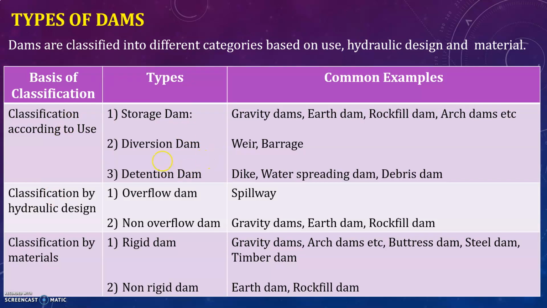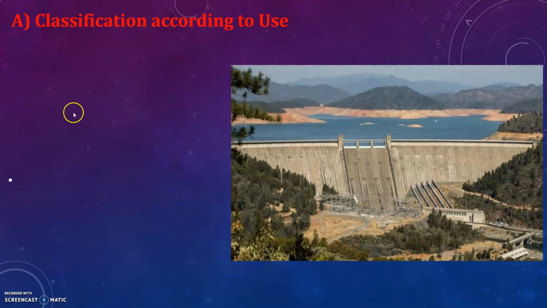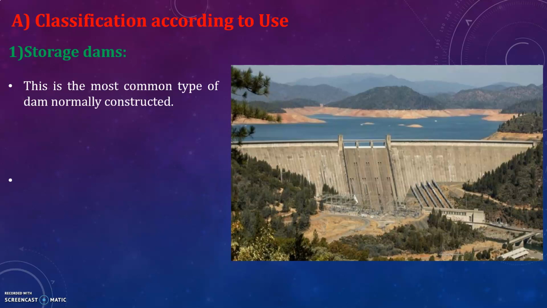The first one is the classification of the dam according to use. There are three types: the first one is storage dam, the second one is diversion dam, and the third one is detention dam. Let us discuss the first one, storage dams. This is the most common type of dam normally constructed.